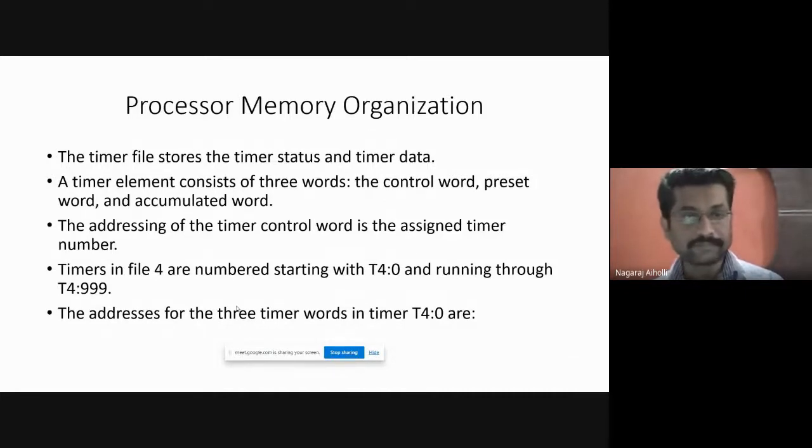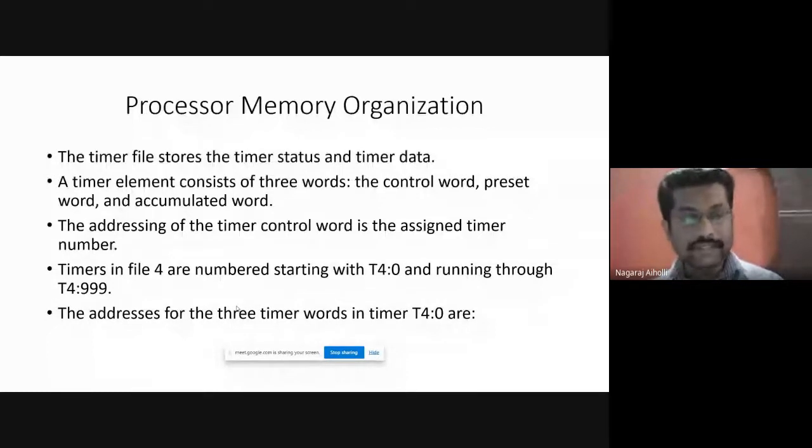The addressing of the timer control word is the assigned timer number. So we are using the timer number here, which timer it is and which file it is in. Timers in file 4 are numbered starting with T4:0. If it is a timer we are using in file number 4, then the format is T4:0. So T4:0 indicates a timer in file number 4.